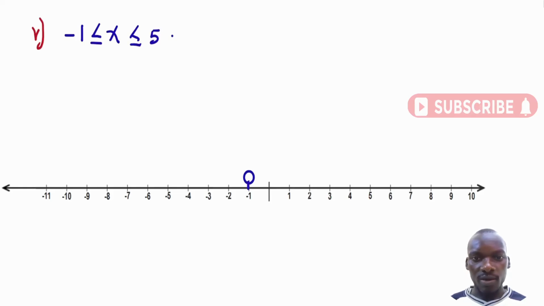Then we ask ourselves, are we supposed to shade it? Yes, because this is a less than or equal symbol. So it's supposed to be shaded. So we shade it. Thereafter, we now go to 5.